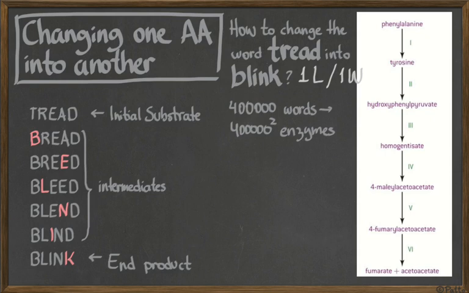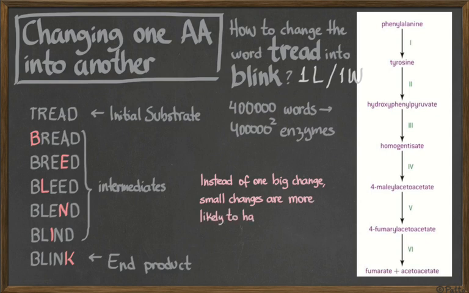Okay, a real example on the right: we have phenylalanine, an amino acid, being changed into fumarate and acetoacetate. One change directly would be impossible, too complex, we can't have that. But we can do that with 6 small chemical reactions. Phenylalanine changed into tyrosine, then changed into hydroxyphenylpyruvate, and then changed into homogentisate, and then into the next one, until you get fumarate and acetoacetate. So we can have several different small reactions. So it's much more likely for that to happen.